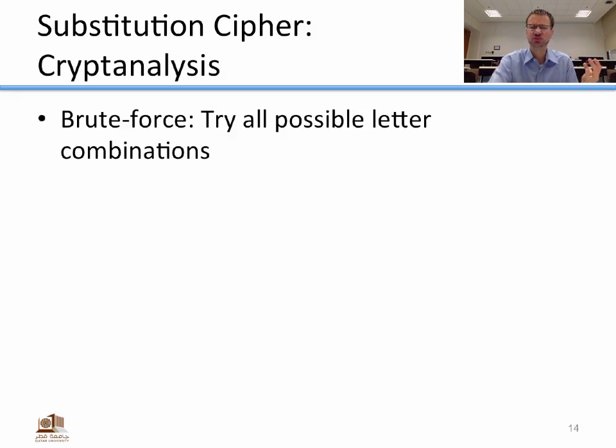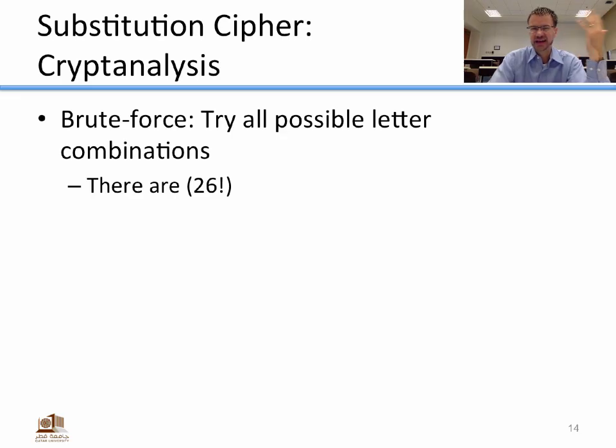Okay, so how could I cryptanalyze a substitution cipher? Well, in the brute force possibility, I would try all possible substitution combinations, right? And that basically boils down to how many different ways can I order the 26-letter alphabet. And there's 26 factorial ways to do that. 26 times 25 times 24 times 23, et cetera, et cetera, et cetera. Okay, so there's 26 factorial possible ways that I could build a substitution table.